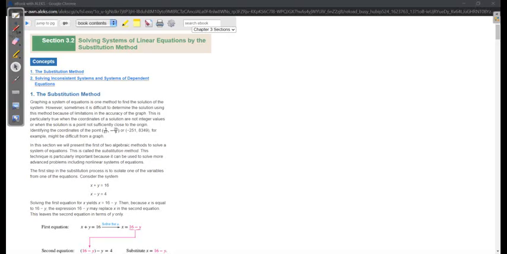Okay, today is Chapter 3, Section 2, Solving Systems of Linear Equations by the Substitution Method.